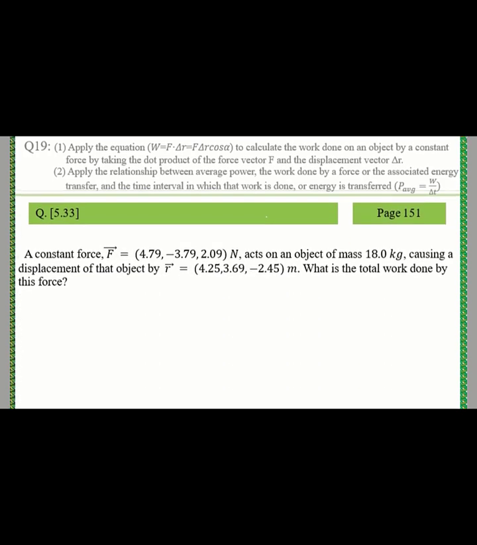Question. Force as a vector, R as a vector, and I need the work. A constant force F acts on an object of mass 8, causing a displacement of R. What is the total work done by the force? The total work can come from the dot product.